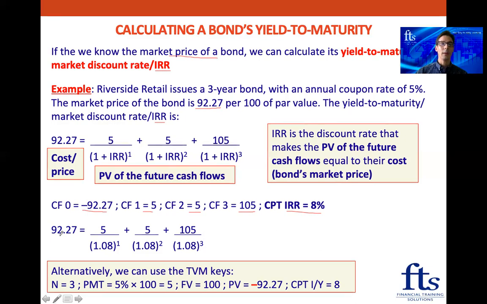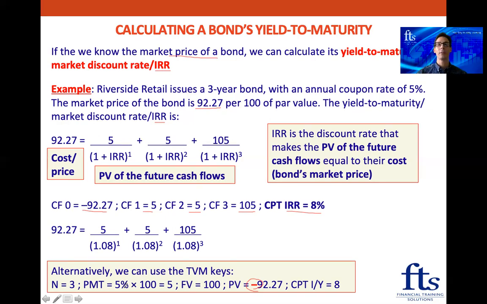But what we can also do is use the time value of money keys. So now it's almost like we did on the previous slide, we've just got different inputs now. So we still have 3 periods, because we're talking about annual coupon rate in this example. The coupon is 5, future value 100. I put that minus sign there in red, because remember this present value amount is going in a different direction to the future value and the payments.